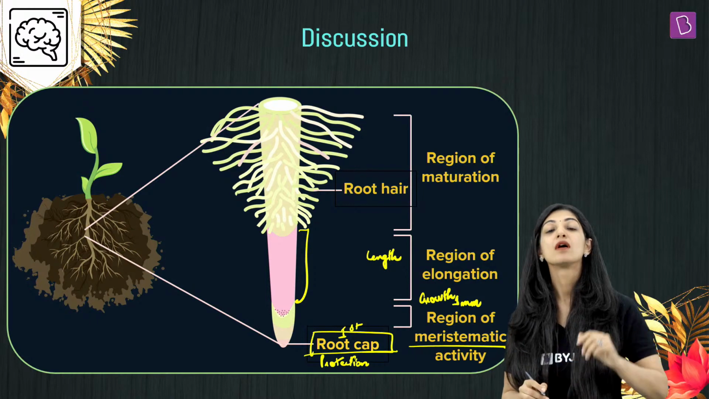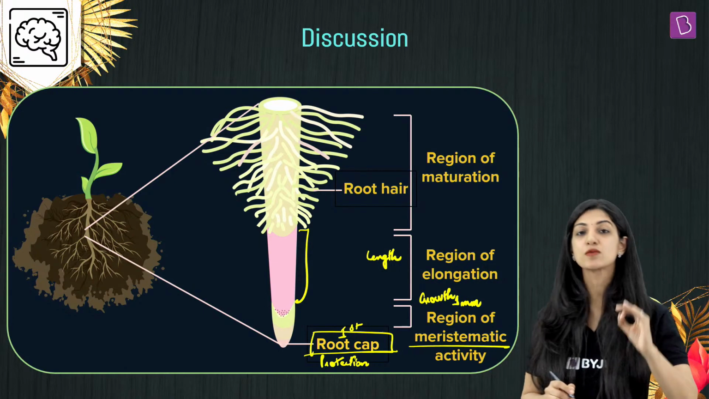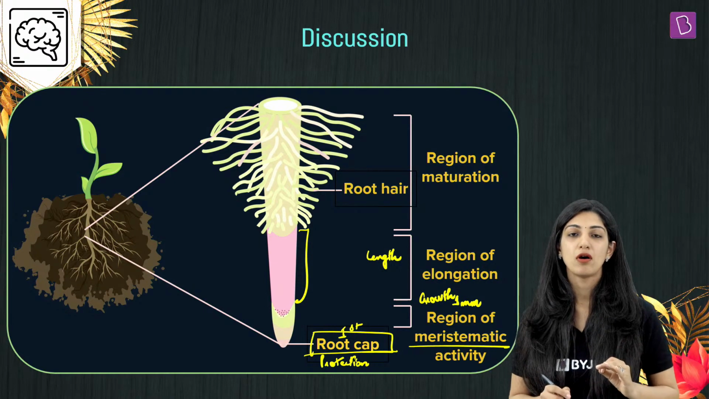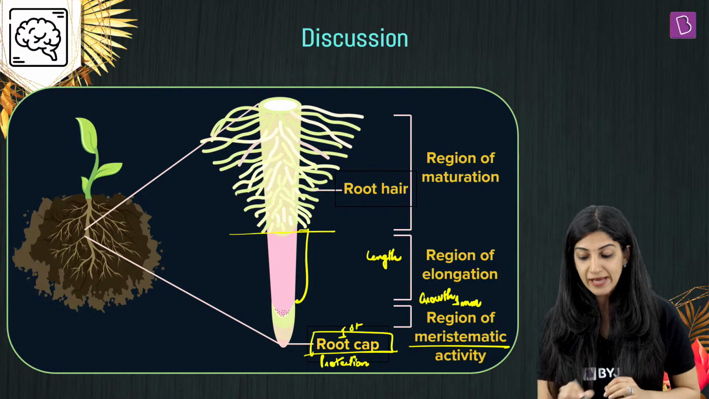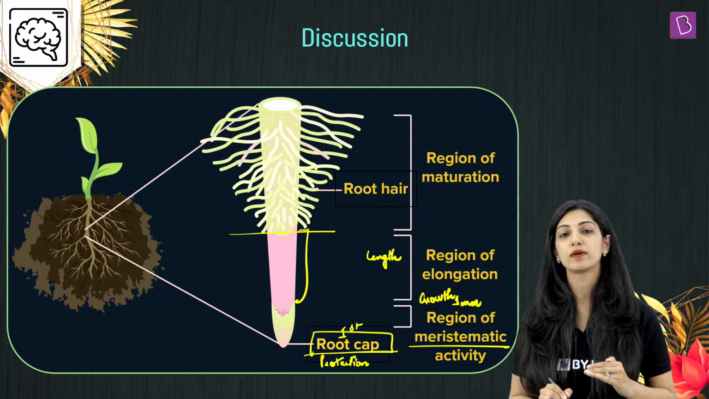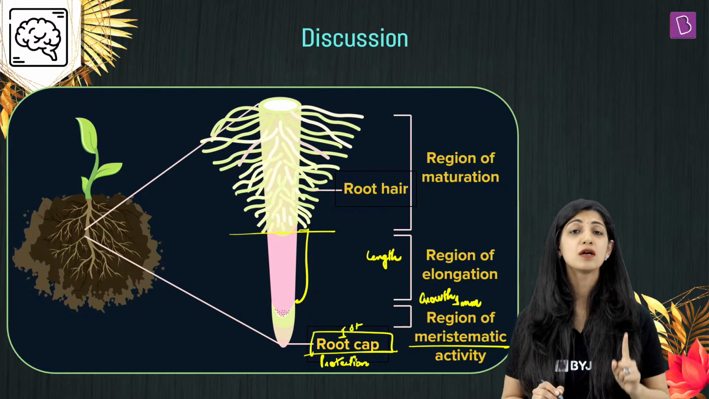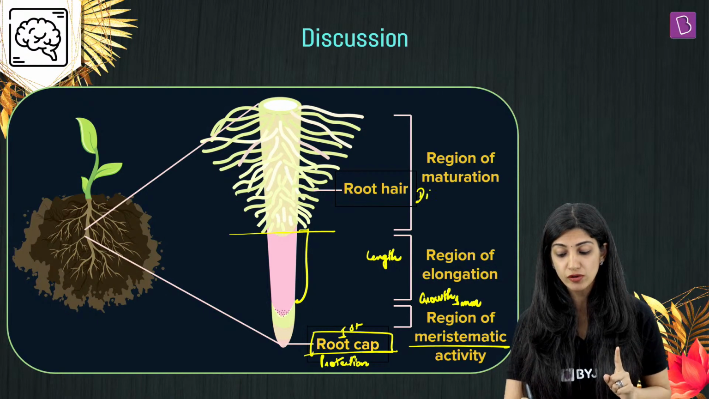You with me? Keep writing. The pens will run. Alright? Then comes the maturation zone, the last zone. This is the zone of differentiation. The key word here is differentiation.